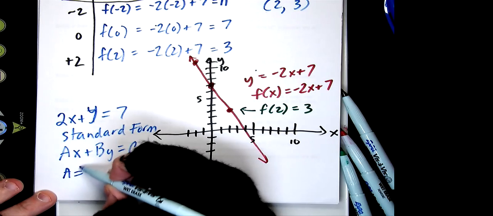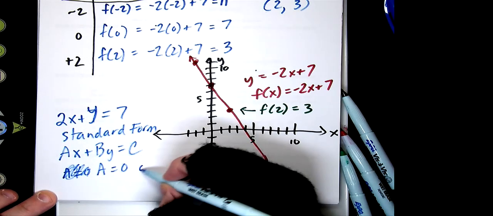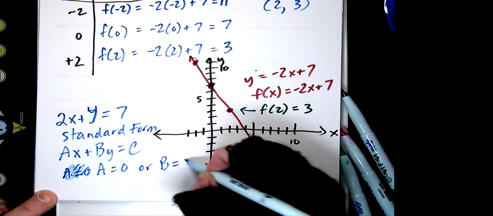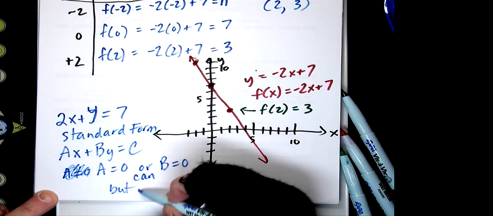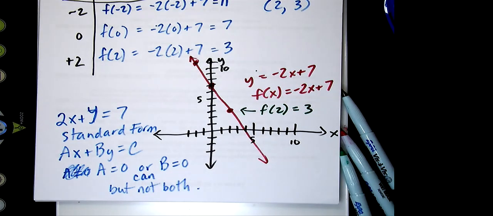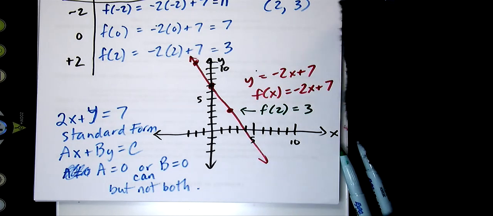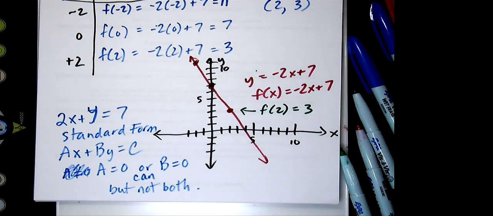A can equal 0, or B can equal 0, but not both. You don't want both of them to go away. Those are the numbers in front of the X's and Y's. So you can have equations with just an X and equations with just a Y, and on Wednesday we'll look at graphing some of those.